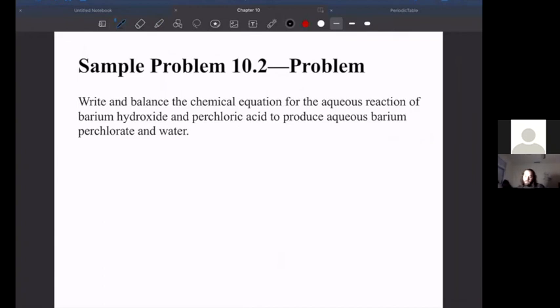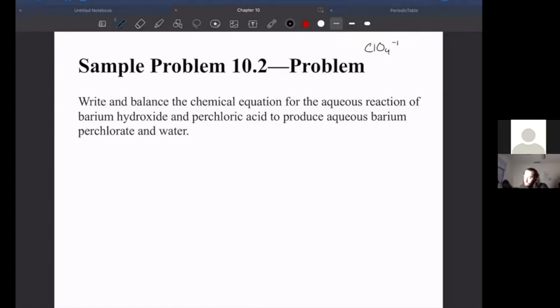All right, so now let's write the balanced chemical equation for the aqueous reaction of barium hydroxide and perchloric acid to produce aqueous barium perchlorate and water. Okay, perchlorate is one of these polyatomic molecules I told you that you didn't have to worry about. So yeah, you might not know the structure of that without having to look on that cheat sheet, but nonetheless, this is the type of reaction.